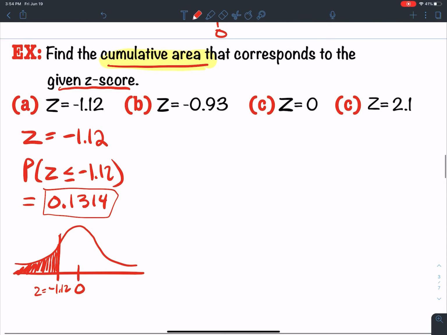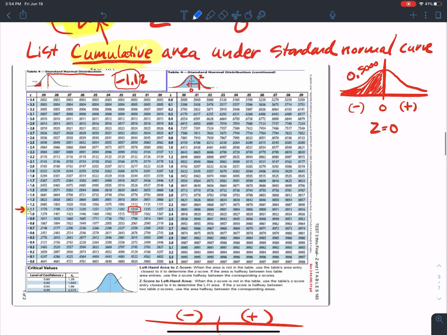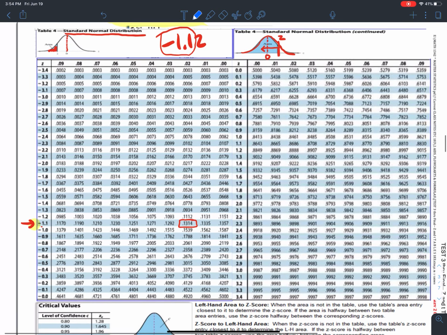Okay? Next up, negative 0.93. So what am I going to do? I'm going to look for the negative 0.9. And then once I find that row, I'm going to look for the 0.03 row or column. Okay? So it's negative. It's on the left side. So negative 0.9 right there. And then the 3 right here. So I come down and over, and it looks like I get 0.1762.